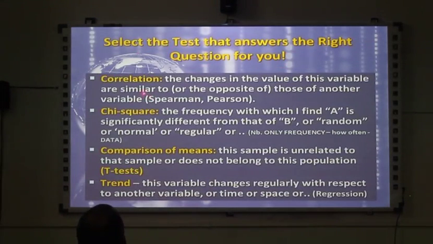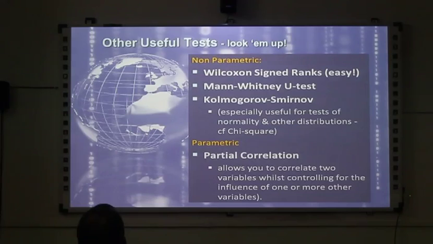Correlation if you're looking at associations. Chi-square if you're looking at frequencies. T-test if you're comparing means of numbers. And trend if you're looking at something varying in time or space. You set the hypotheses. When you set the hypothesis, as I've asked you in the exercise, you set the test that's appropriate to it. And you collect data for that test. If you've got t-tests, you know what that means in terms of sample size.